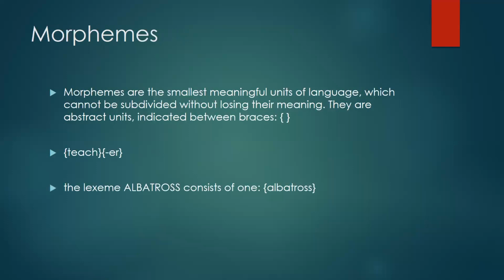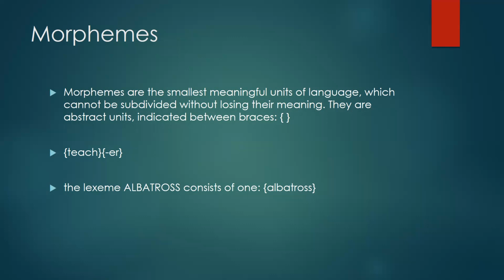And on the other hand, we have something that we call morphemes. Morphemes are the smallest meaningful units of language, which cannot be subdivided without losing their meaning. They are abstract units indicated between braces. So we are going to be using braces to understand a little bit what morphemes are.